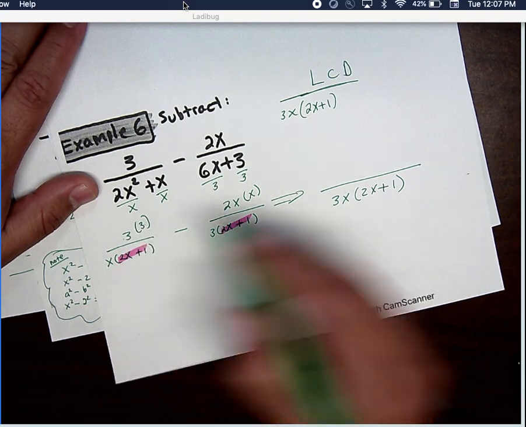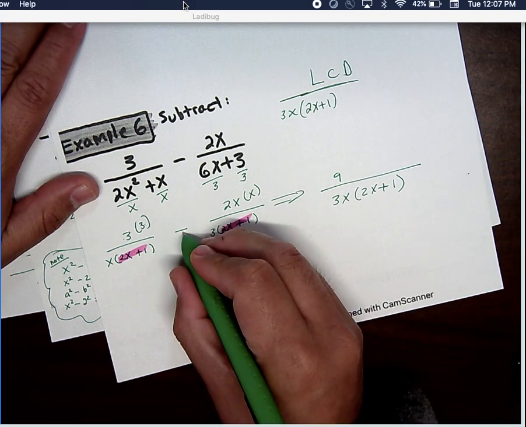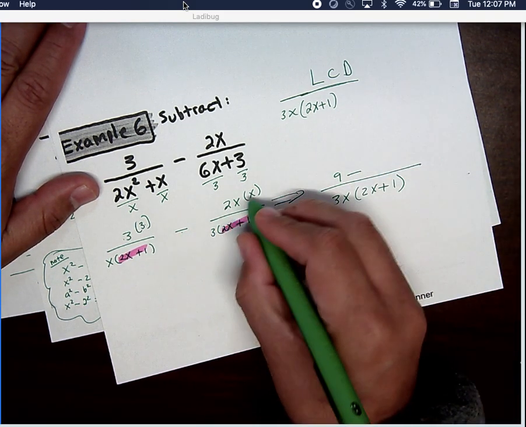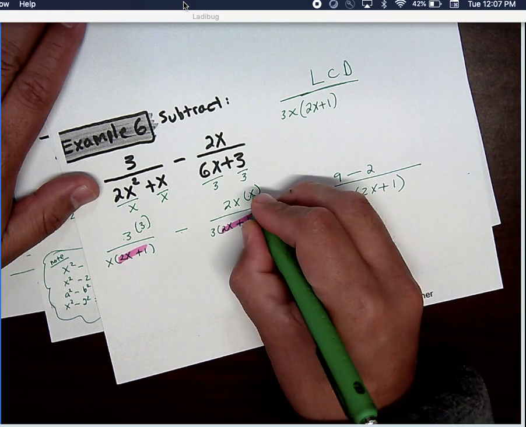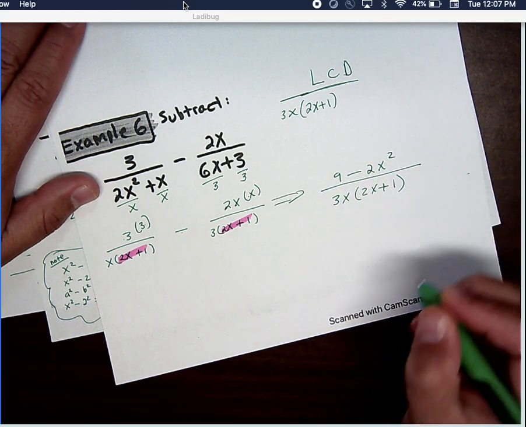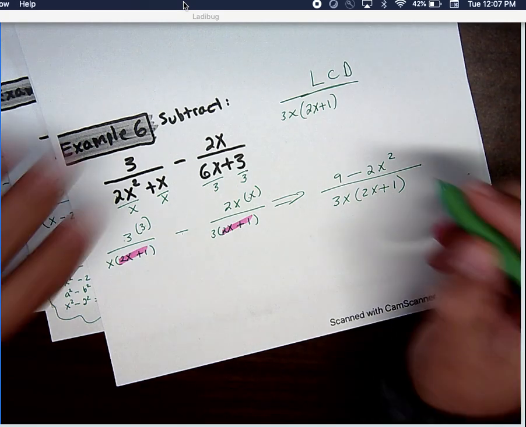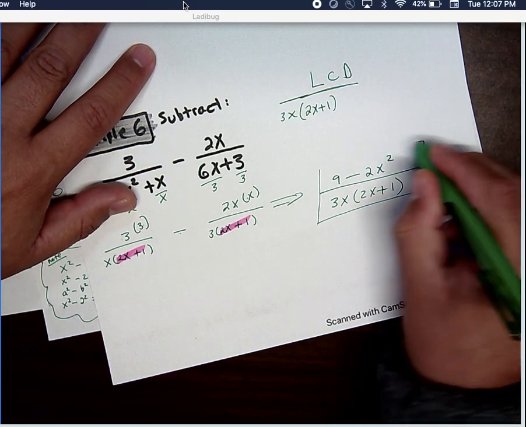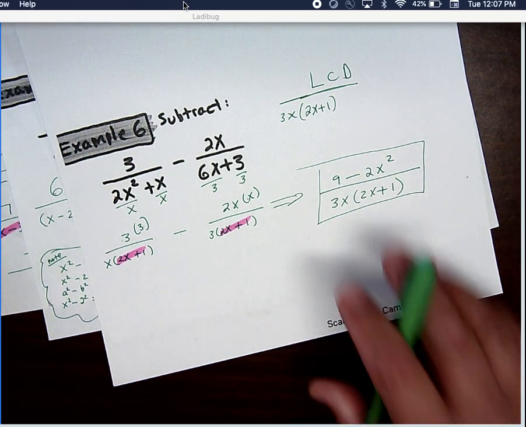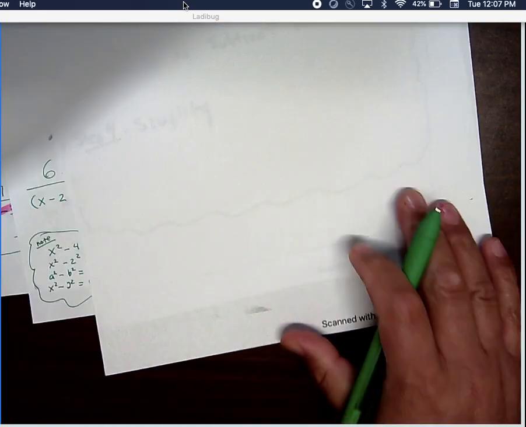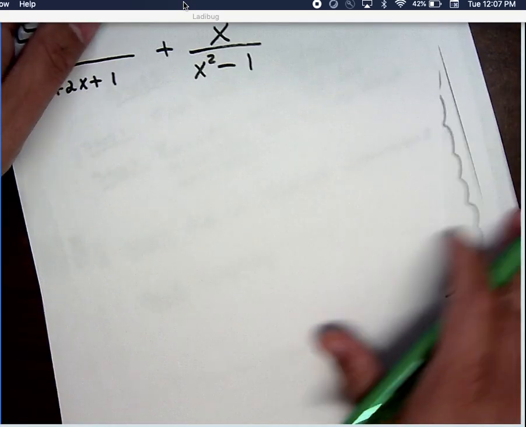So 3 times 3 would be 9, minus 2 times 1 would be 2, x times x would be x squared. And there's nothing else that we can do with this one. Much easier with the LCD than the other way. Okay, the last one.